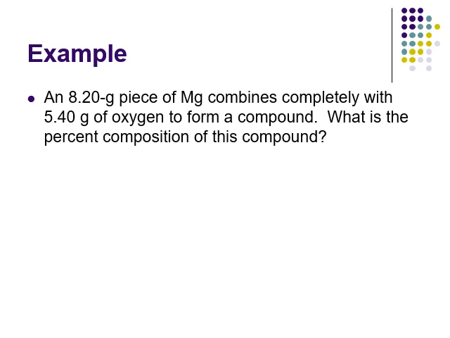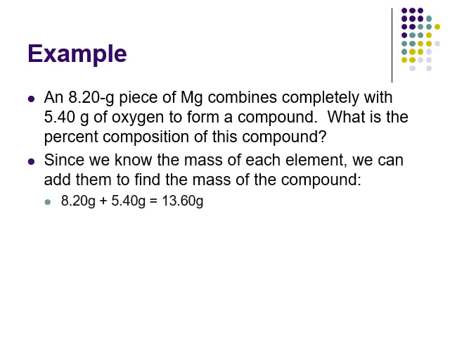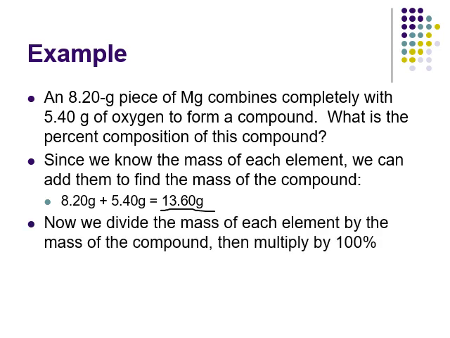But what's the mass of the compound? Are we told the mass of the compound? Well, sort of. They give us the mass of all the reactants, and conservation of mass tells us mass of reactants equals mass of product. So I add up the mass of my elements, which gives me the mass of my compound, so the 13.60 is the mass of my compound. At this point, this becomes much simpler. I'm going to divide the mass of each element by the mass of the compound, then multiply by 100%.